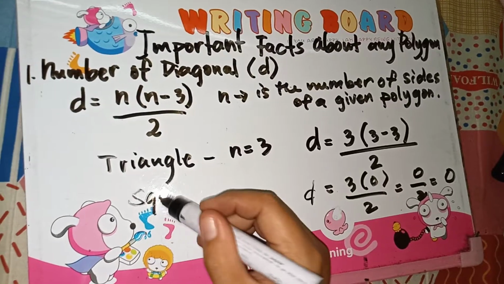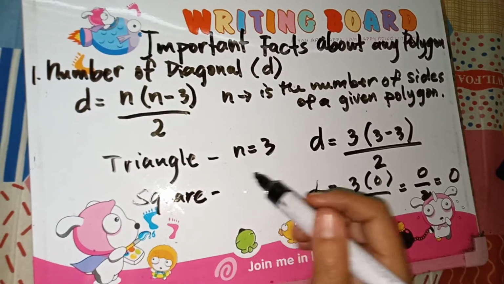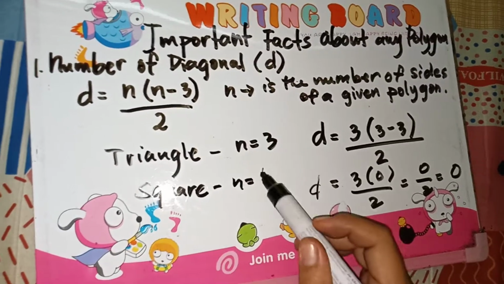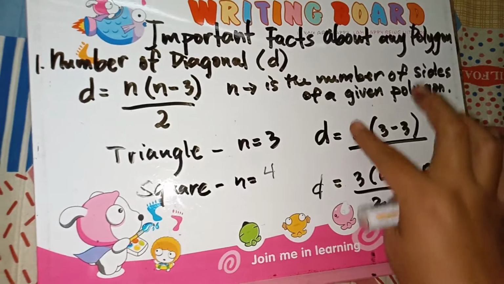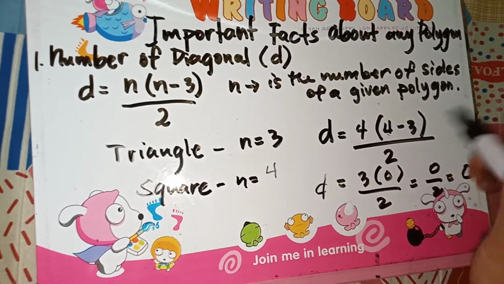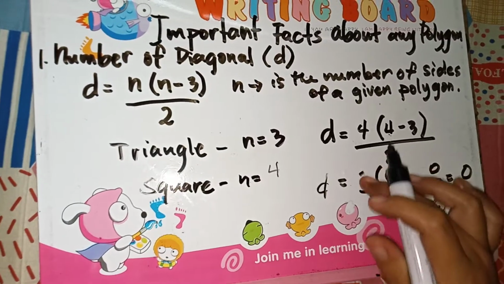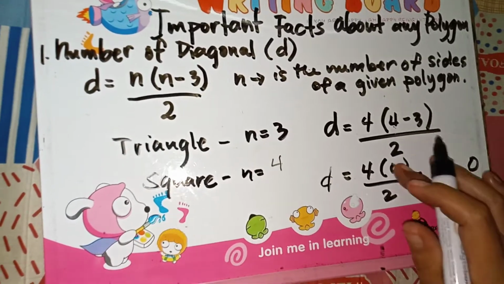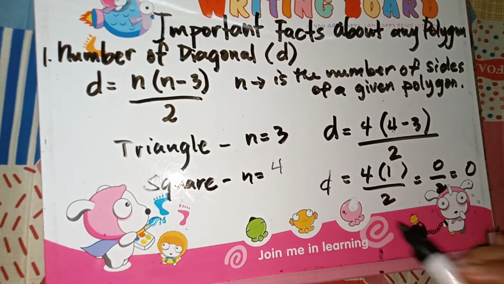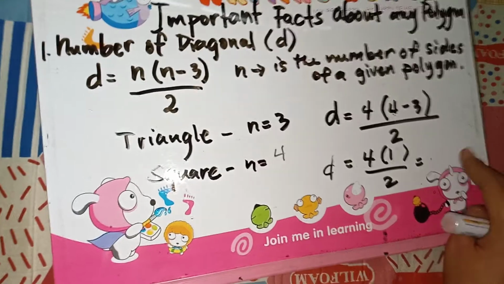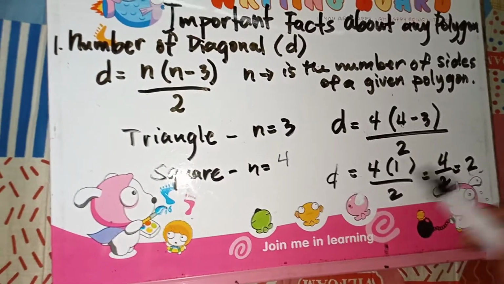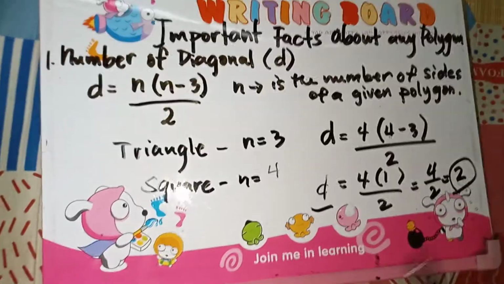While for a square, n now is equal to what? How many sides do we have? 4. So we'll have 4 times 4 minus 3, over 2. 4 minus 3 is 1. Then 4 times 1 is simply 4, over 2, and that is equal to 2. So the number of diagonals of a square is equal to 2.